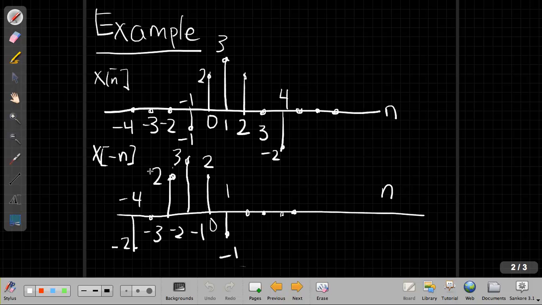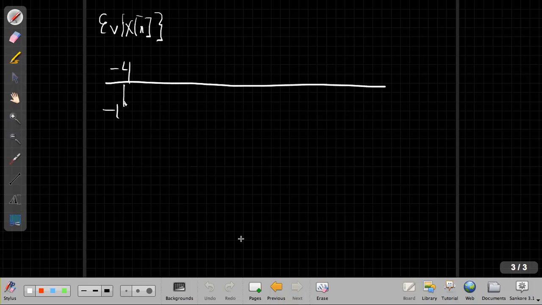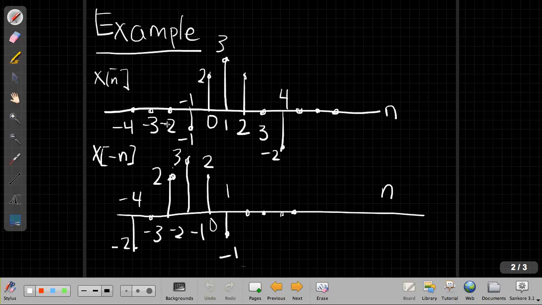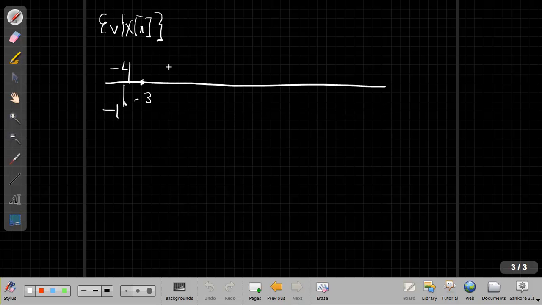Both at minus 3, both of them are 0. So I get a 0 here at minus 3. At minus 2, I have a 2 and a 0. So I have height 2 here and 0. So the sum of those is 2 divided in half is 1. So I get a plus 1 right here at n equals minus 2. I should label my n-axis here.